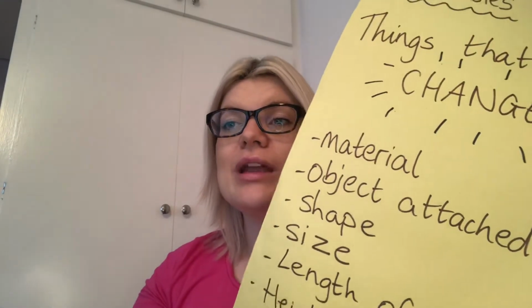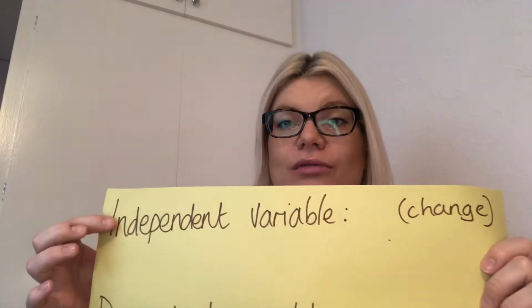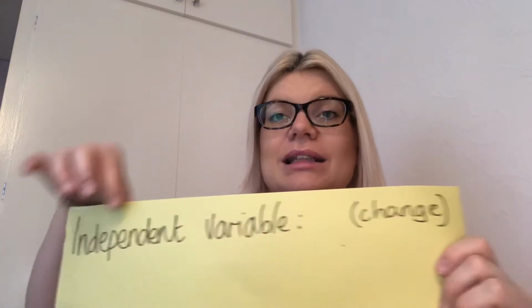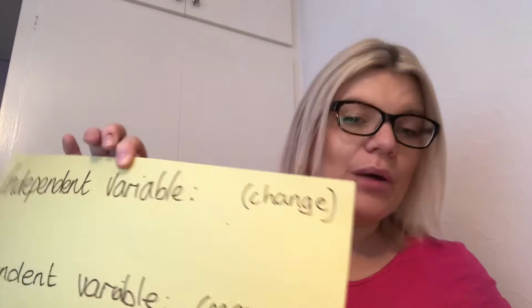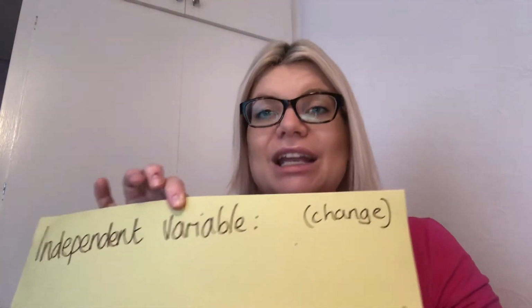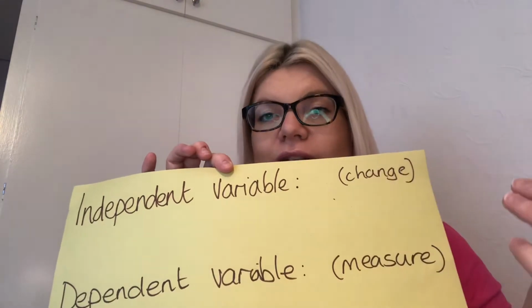But before we move on to that as well, there's other variables that we need to think about. So we have the independent variable, which you're going to write on your sheet in a little bit. So that's the thing that we're going to change. Now, I've already said to you that we're going to change the material. So here you would write, right, we're going to change the material.